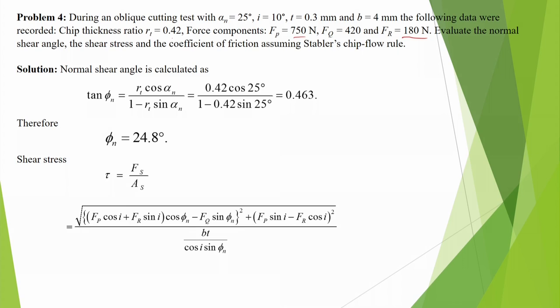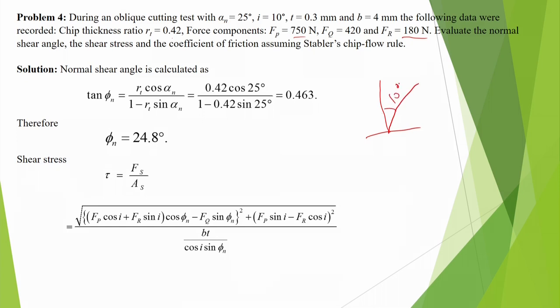Stabler's chip flow rule says that the chip inclination angle, meaning the chip flow direction, will be equal to the inclination angle of the tool. So that means chip flow direction will be 10 degree. If the cutting edge is like this and the normal to the cutting edge is this, chip will flow like this, about 10 degree from here.